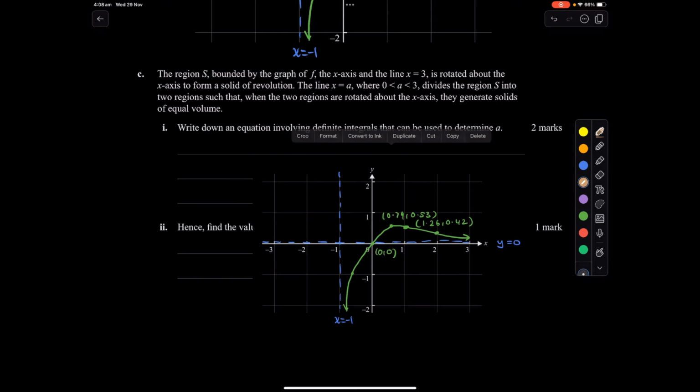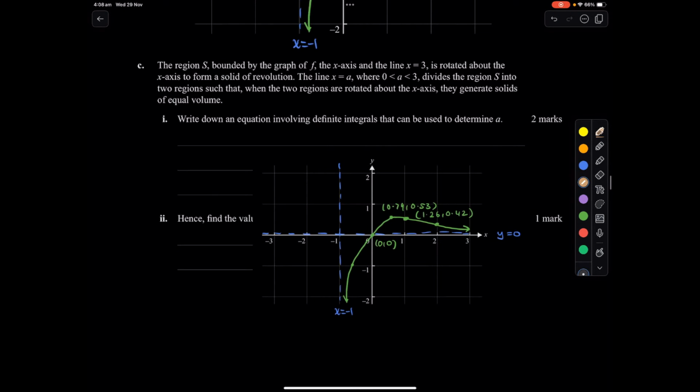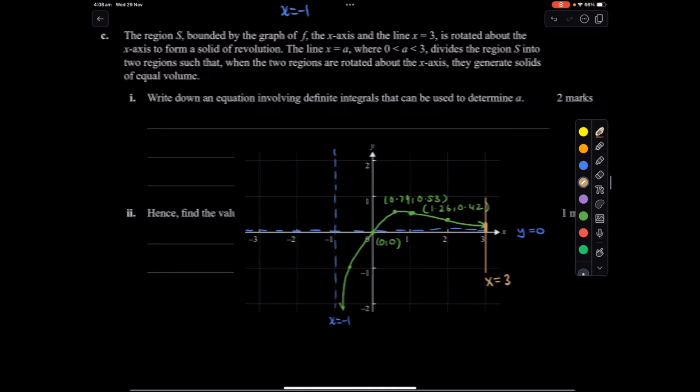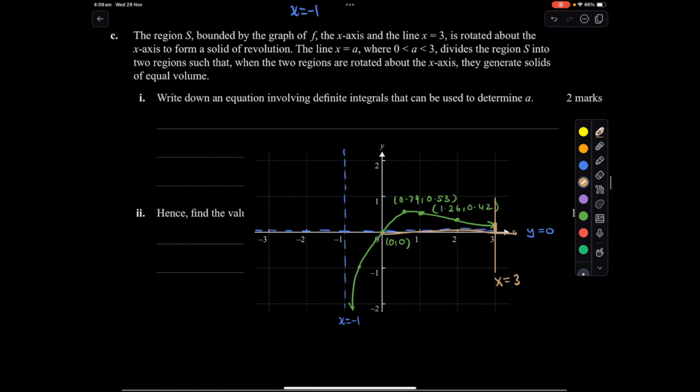So it's telling us that the region S is bounded by the graph of f, the x-axis and the line x equals 3. So x equals 3 is this line here that passes through here. And the x-axis, so imagine this whole x-axis, and that is bounded. So this whole area down here, that area is rotated about the x-axis to form a solid of revolution.